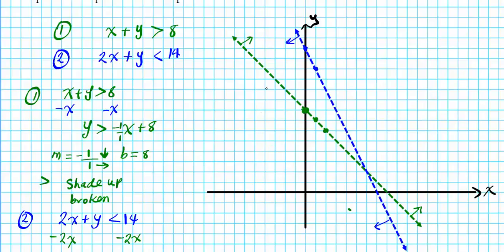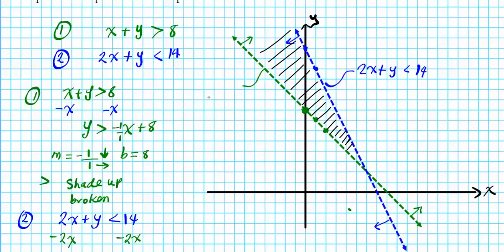The boundary points are excluded here, so just shade right here. Bam, bam, bam, bam. So this is the graph of the scenario that represents the system of linear inequalities. This is 2x plus y is less than 14. And then this is the first equation, x plus y is greater than 8.